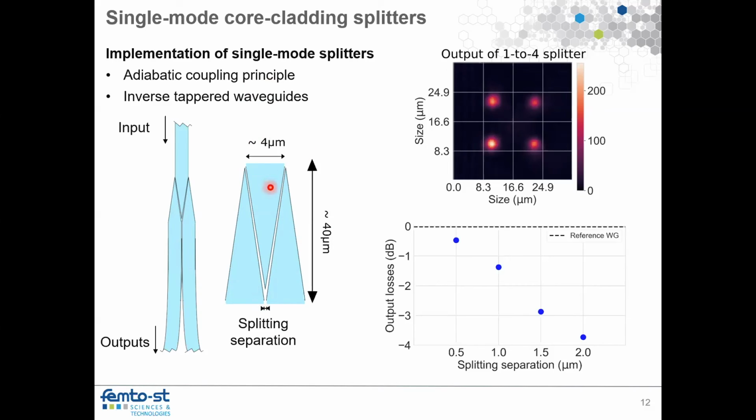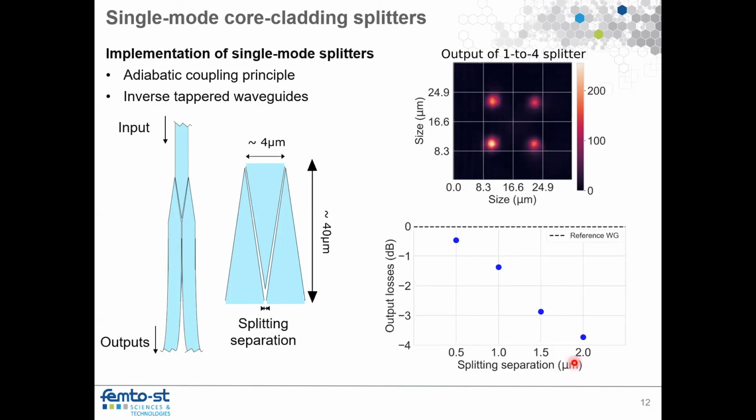We printed such kind of structures where the central waveguide is adiabatically coupled to the side waveguides. And here I show an example of a 1 to 4 splitter where the input is single mode, and actually we split it in 4 outputs which are also single mode, and the losses I show here. Actually, it's a bit more complex figure because this is the excess losses with respect to coupling to a waveguide of the same diameter, for these 1 to 4 splitters.